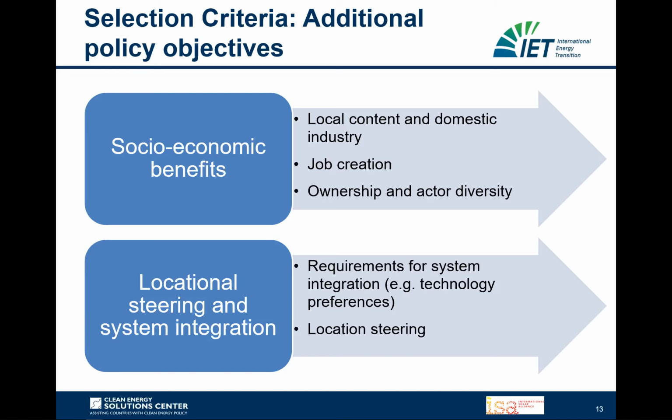Second, we will look at locational steering and objectives related to system integration. So what are the requirements for optimal system integration? Maybe you also have some technology preferences, maybe an optimal mix of solar PV with other renewable energy technologies, such as wind energy. You might also want to require a mix of solar PV with battery storage, which is happening in more and more jurisdictions around the world as well.